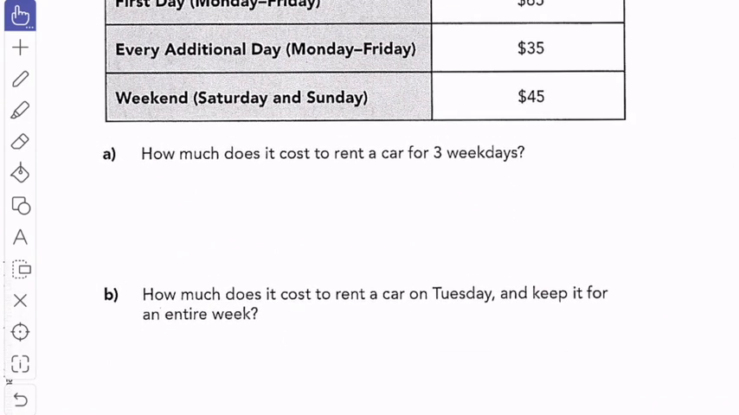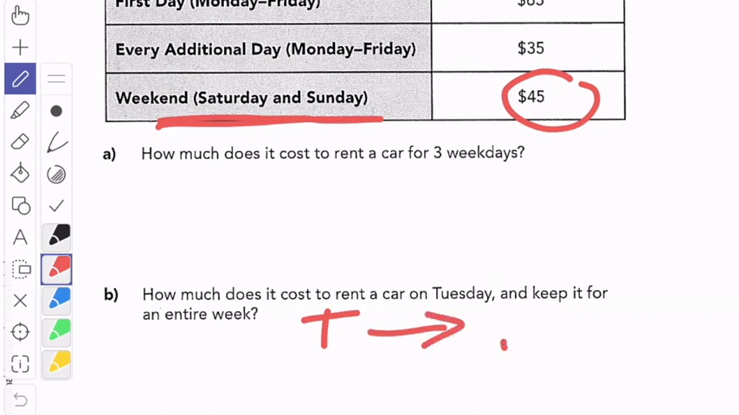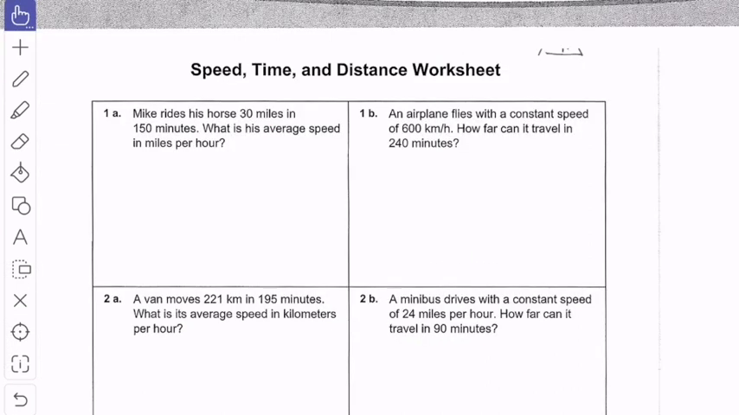The only thing you need to realize when you do this problem is that it says the weekend, meaning Saturday and Sunday. They mean each day is $45. So Saturday's $45, Sunday's $45. So for a weekend, that's going to be $90. For B, what they're asking you for is an entire week. You start on Tuesday. When they say entire week, they're going from Tuesday, Wednesday, Thursday, Friday, Saturday, Sunday, and then Monday. So you finish up on Monday. It's not Tuesday to Sunday. It's Tuesday through Monday.